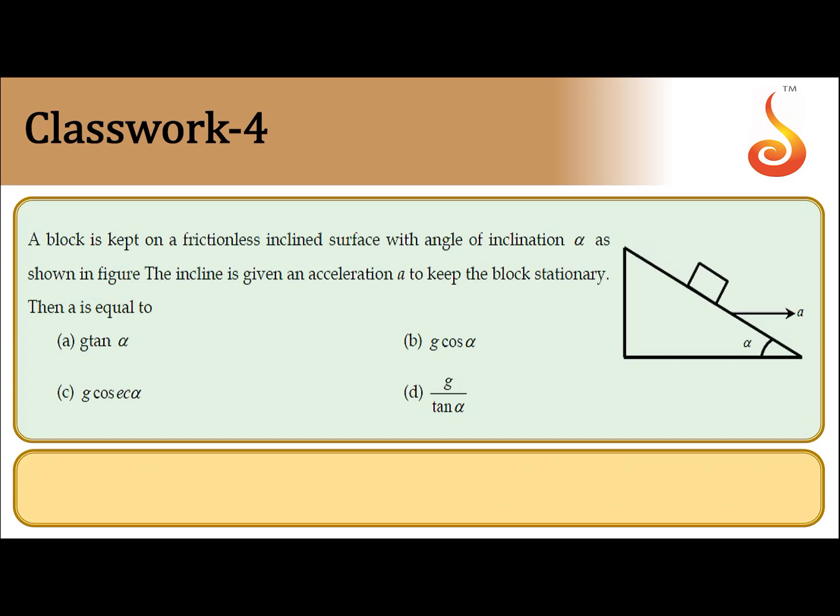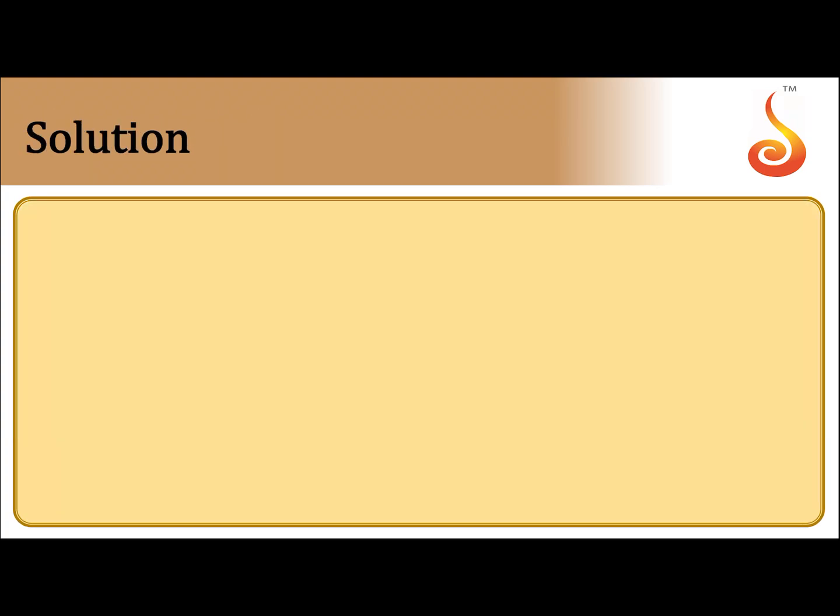Question number 4. A block is kept on a frictionless inclined surface with angle of inclination alpha as shown. The inclined plane is given an acceleration a to keep the block stationary. Then a is equal to. Okay, look at this arrangement. The inclined plane is given a horizontal acceleration, and thus we need to find out the value of a to keep the block in equilibrium. Let us see how to do this.